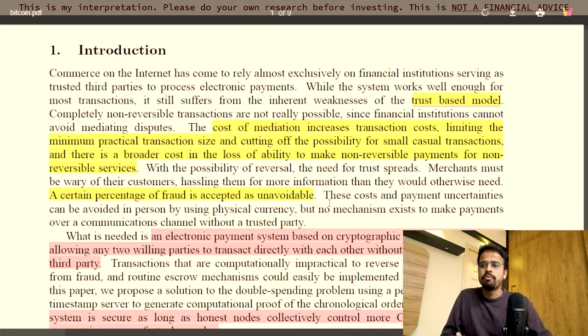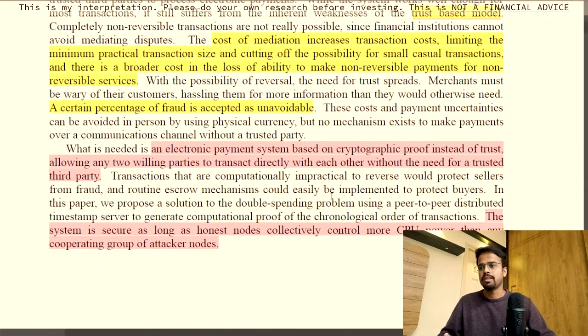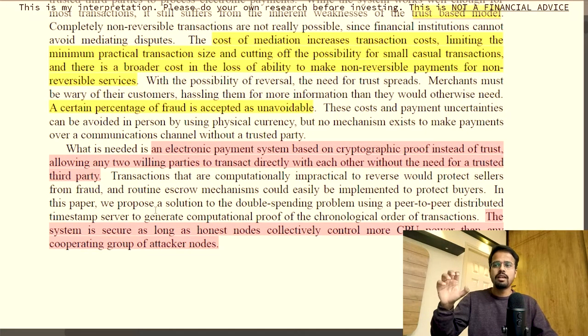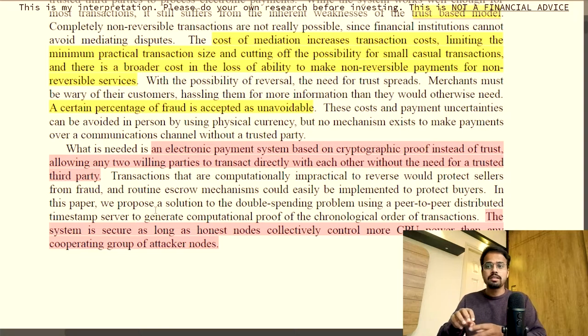but no mechanism exists to make payments over a communication channel without a trusted party. So in cash we can do the transaction, but electronically this could not be done, at least not before Bitcoin was introduced. What is needed is an electronic payment system based on cryptographic proof instead of trust. Cryptographic means encryption and code that will replace the trust-based system, allowing any two willing parties to transact directly with each other without the need of a trusted third party.